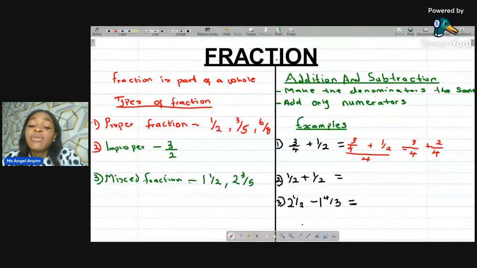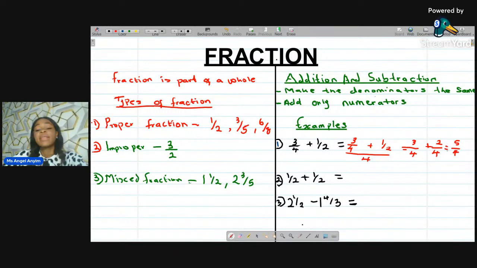So remember, you add only numerators. So 3 plus 2 is 5. So we have 5 over 4. We have equals 5 over 4. Remember, this is an improper fraction, so we can actually change it.